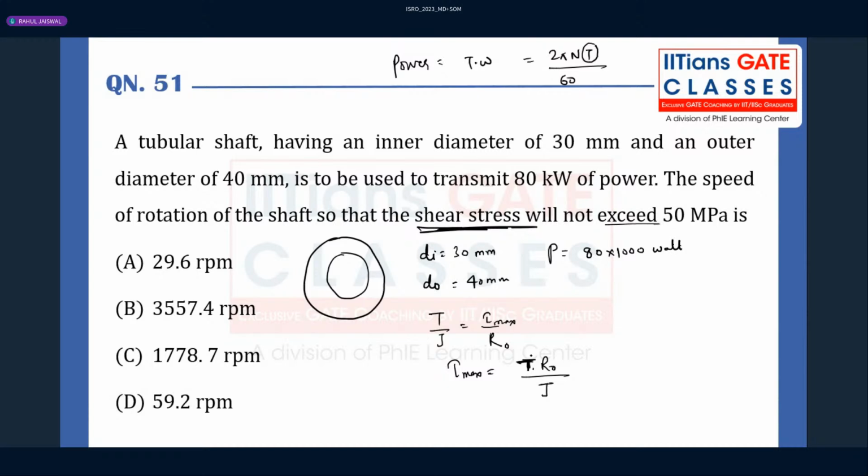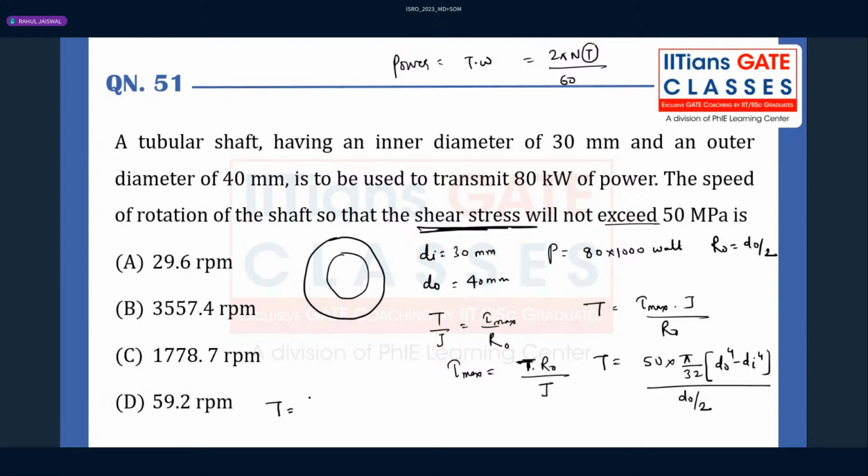And how can we calculate torque? We can calculate torque from these equations. T will be what? Tau max into J divided by R naught. So we can write 50. J is what? Pi by 32 into d naught power 4 minus di power 4, divided by R naught, which we can write as d naught divided by 2. So from here, what can you calculate? T you can calculate as 50 pi divided by 32 into 2.